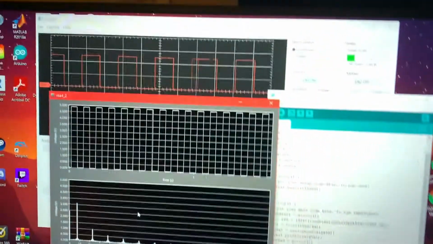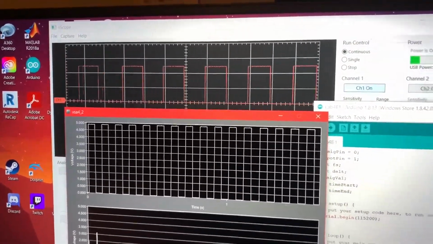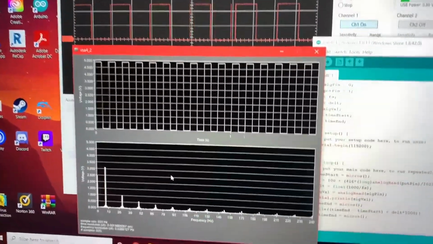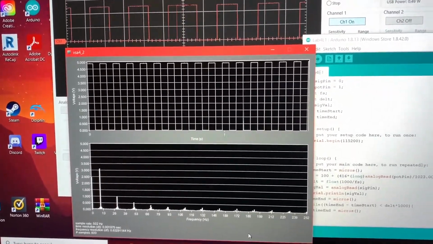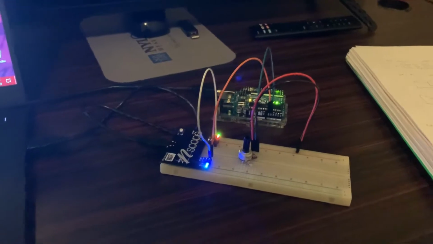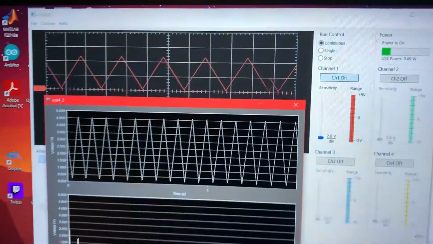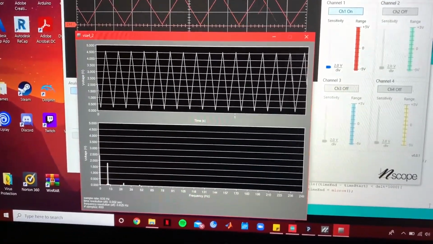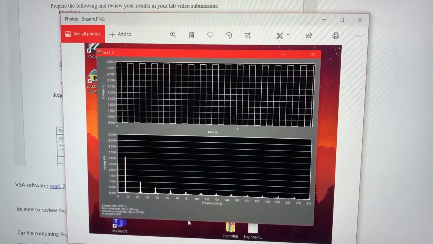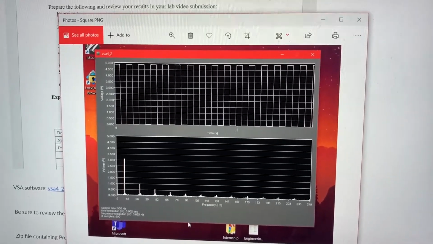Here I have the Nscope generating a 10 Hz square wave. And this is how it appears on the oscilloscope and the frequency spectrum plot. Now I have the Nscope generating a triangle wave, and this is how it appears on the time plot and the spectrum plot.